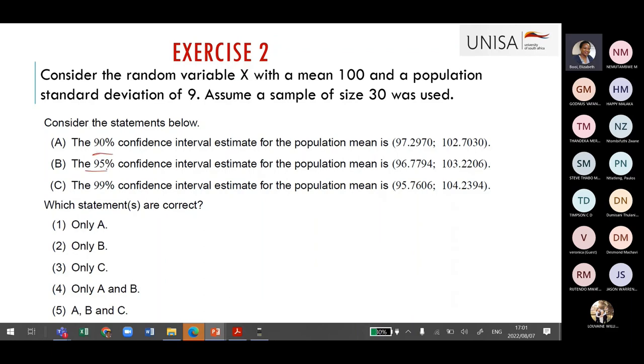Because they are just changing the confidence interval for this question. Do you get the same answer? Then you choose the correct answer there. Or is this one incorrect and the others are correct? Or is this and that incorrect and the one is correct? You need to test and validate each statement that is there.